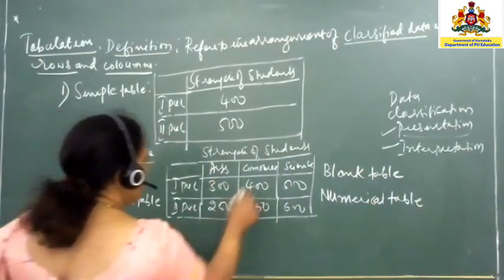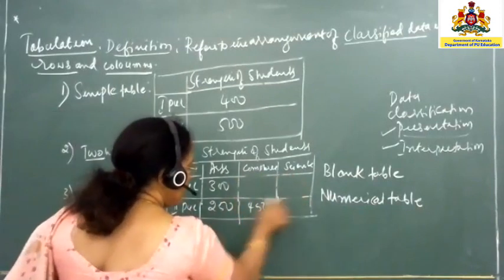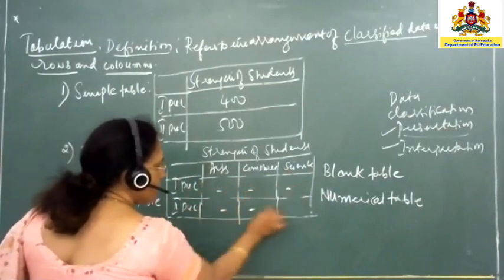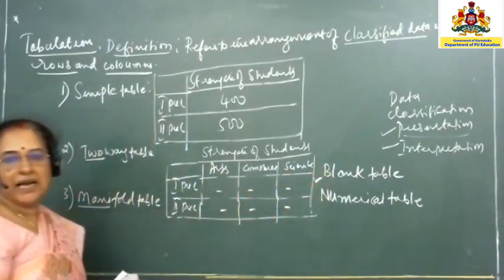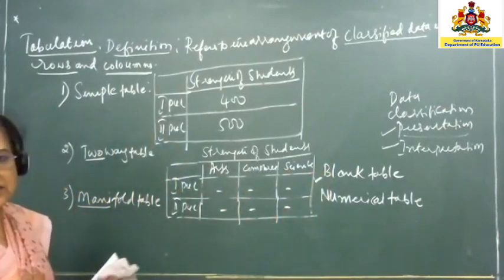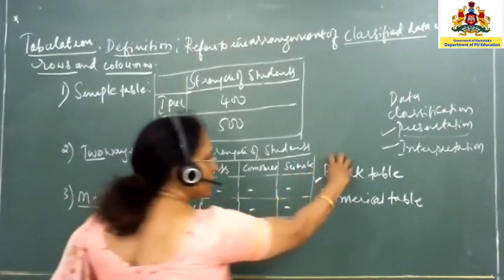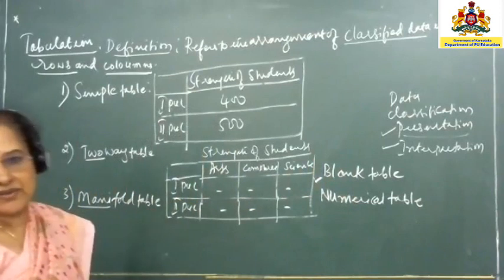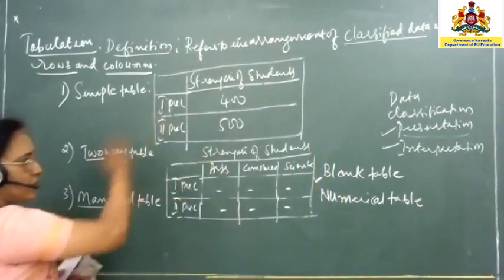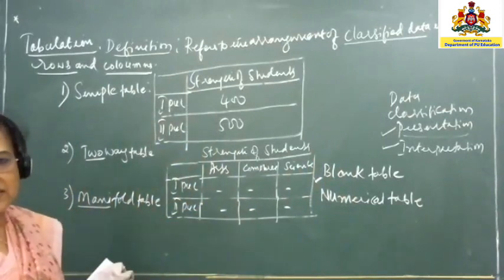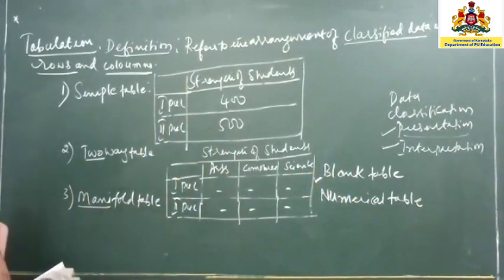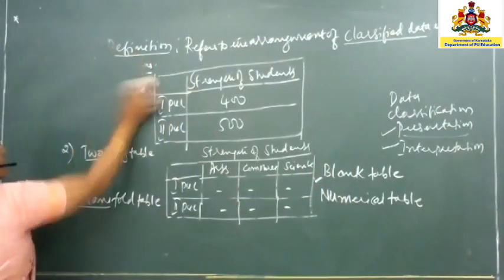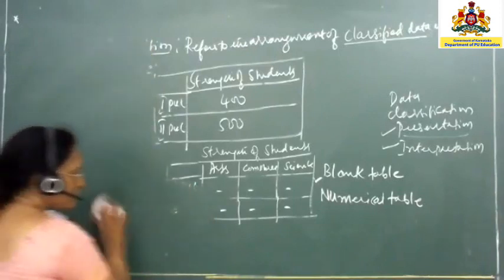Now suppose instead of the numbers, let me just write dashes. Fine. Then, if this is the case, now it becomes a blank table. So the question for blank table will be for 5 marks and the question for numerical table also will be for 5 marks. Now before actually doing the problem, we have what is called the preparation of a blank table. So first we will learn about the preparation of a blank table.